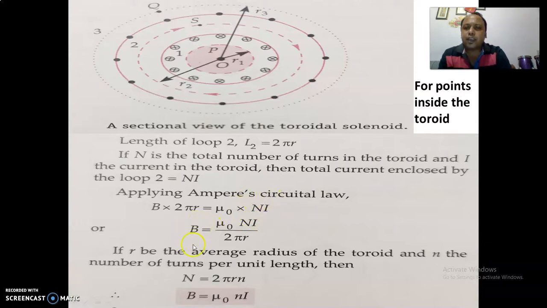So therefore the value of magnetic field B inside the solenoid at any point, say S, will be given by B is equal to mu naught N I, that is capital N I, divided by 2 pi r, where N represents the total number of turns. Now you need to understand here one more thing. Suppose small n represents the number of turns per unit length, then this value of small n will be given by the total number of turns, which we have already mentioned as N, divided by the total length, and the total length here is 2 pi r.